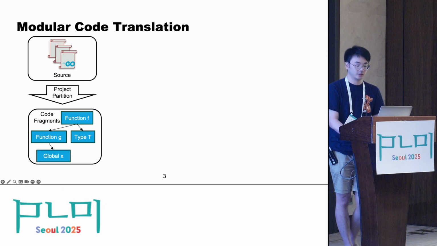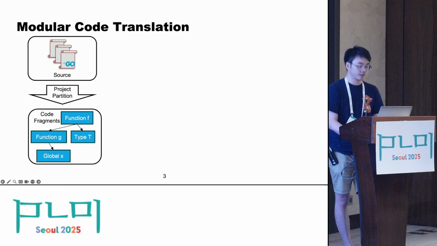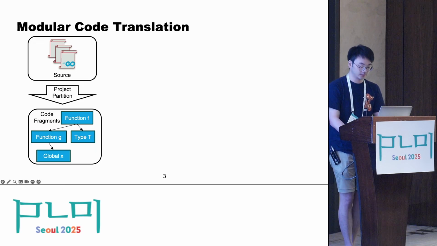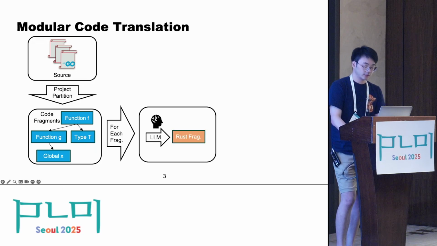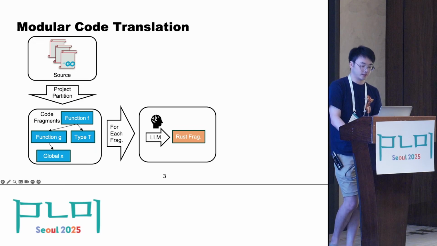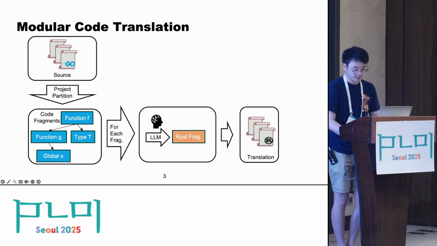To scale up, the general approach we follow in this work is to modularize the translation query. A repository is partitioned into individual translation units, like a function, a type, or a global variable. These code fragments are then translated by the LLM following the dependency graph, producing code fragments in Rust, which are later on combined into an entire project. However, being modular is not sufficient in itself.